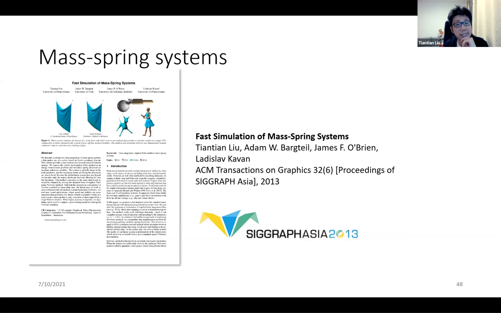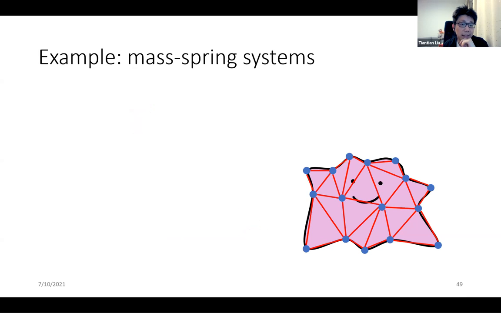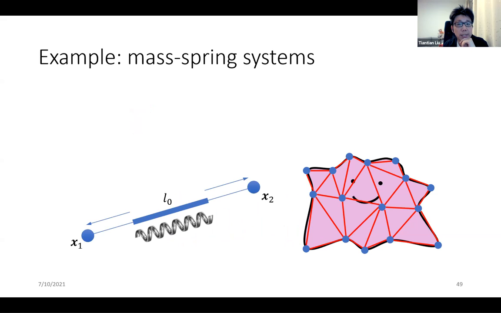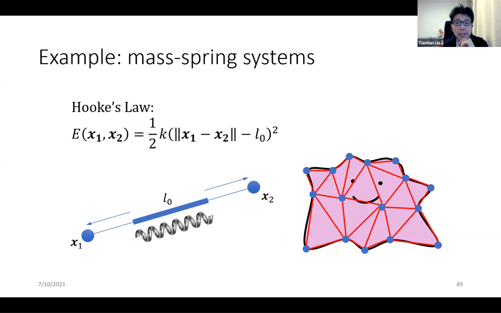The answer is yes. Let's start from a mass spring system for now. The energy of a spring is given by Hooke's law, which increases quadratically with the difference between the current spring length and its rest length. The nonlinearity here is just hidden inside the length of the spring, where there's a little square root that takes place.